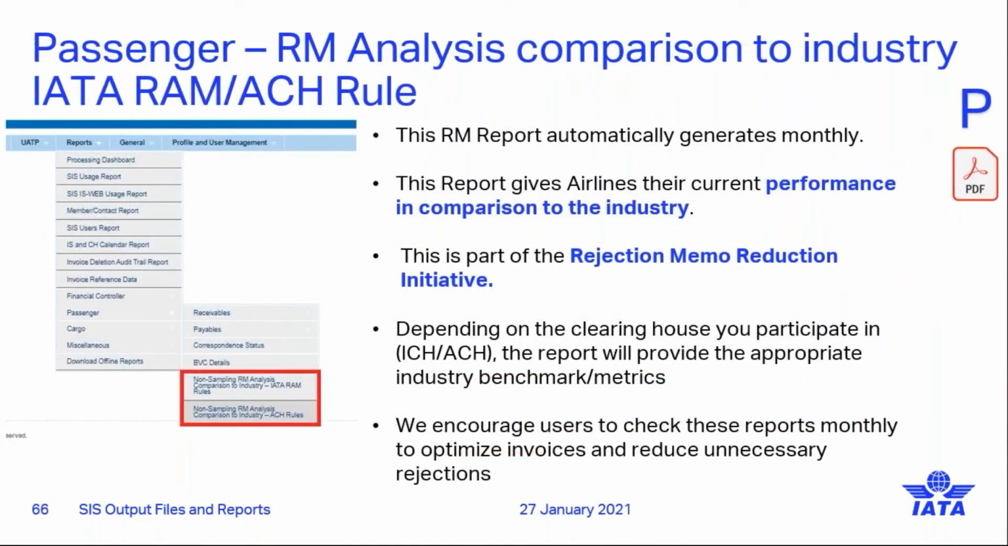Continuing on, now we look at the RM analysis comparison to the industry IATA RAM/ACH rule. Now, this RM report automatically generates monthly. This report gives airlines their current performance in comparison to the industry. This is part of the Rejection Memo Reduction Initiative. Now, depending on the clearinghouse that you participate in, whether it be ICH or ACH, the report will provide the appropriate industry benchmark and metrics.